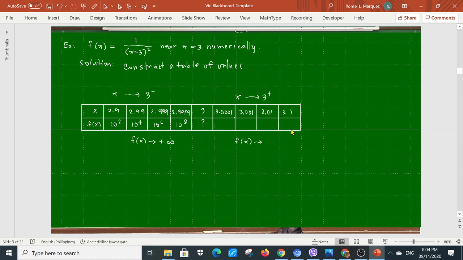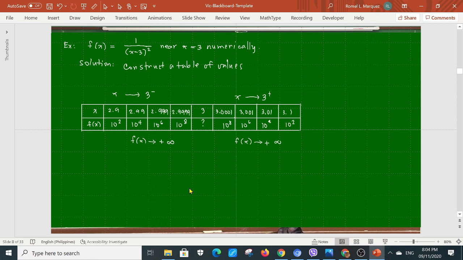Okay guys, what do you think? Where does the value go? What do you notice? It keeps on getting bigger and bigger. What does it mean? Positive infinity. What about from the right? From the right, we have 10 squared, 100 also. You will get the same 10 to the 4, 10 to the 6, 10 to the 8. Same behavior, so again, positive infinity.